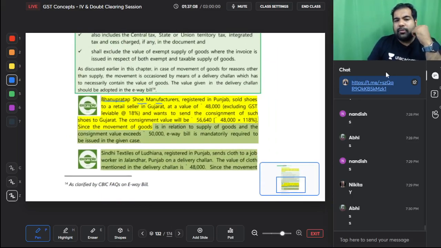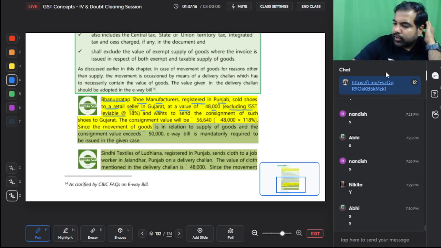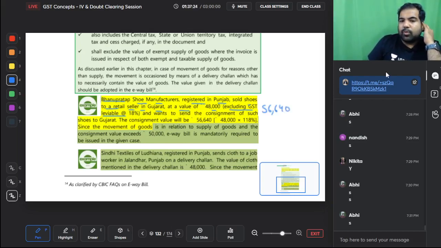Bhanu Pratap shoe manufacturers registered in Punjab sold shoes to a retail seller in Gujarat at a value of 48,000 excluding GST of 18%. So 48,000 into 118 is 56,640. Guys, do we have to issue a e-way bill? Yes. Why? Because it's more than 50,000 including GST.